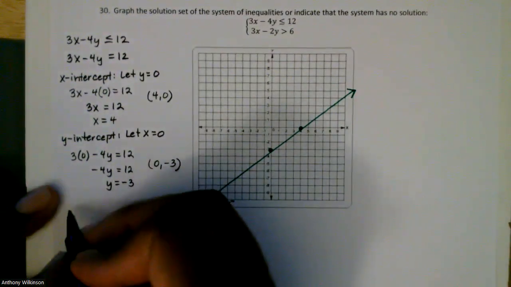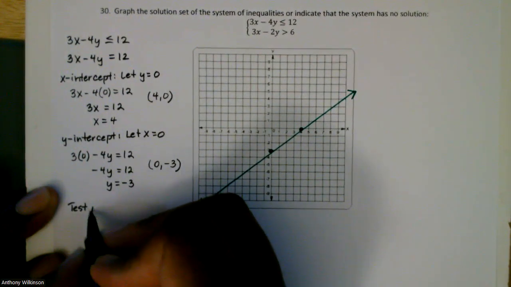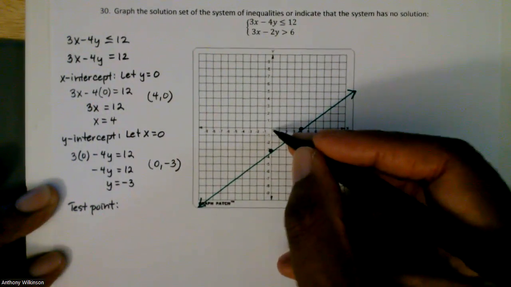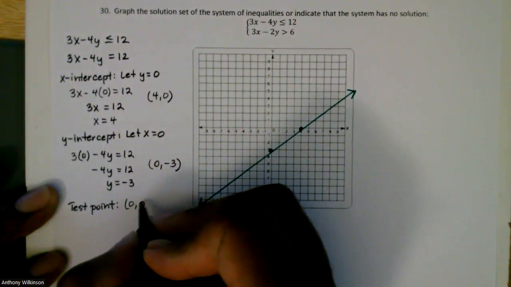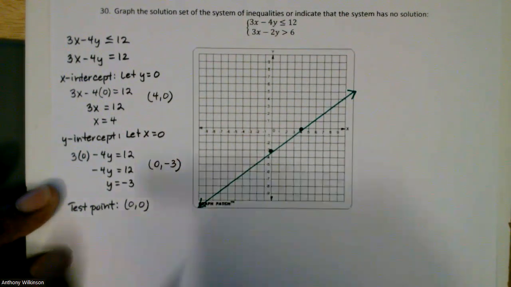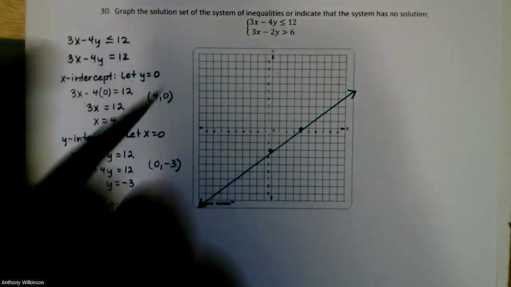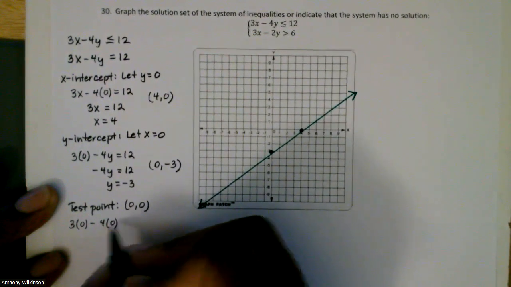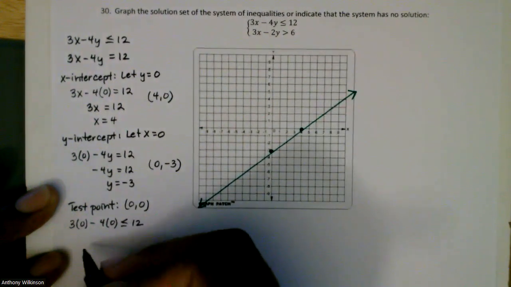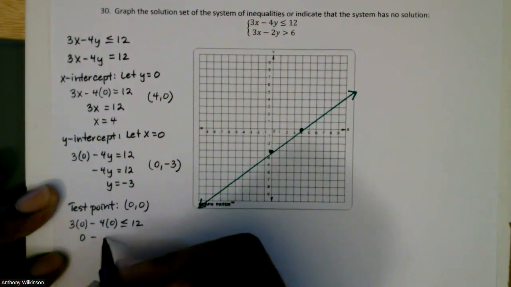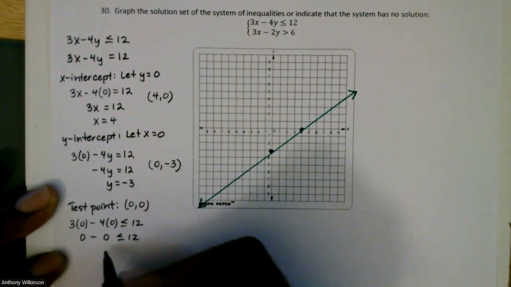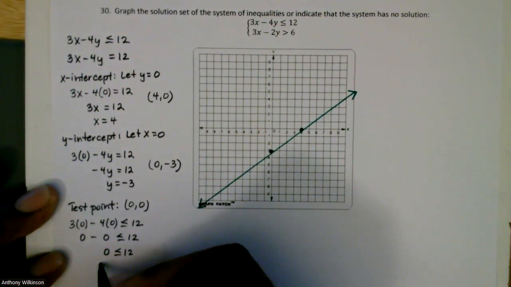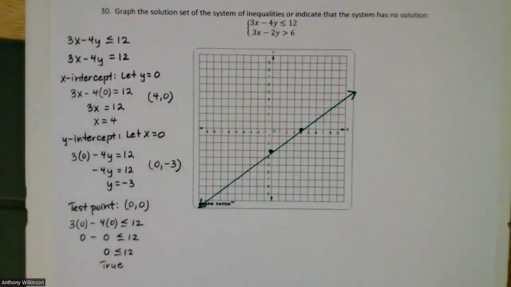A good test point would be a point that is not on the line. And I will use 0, 0 because that's the easiest test point, and it's not on the line. All right, using this inequality, I'm going to replace the x with 0 and the y with 0. So this will be 3 times 0 minus 4 times 0. That should be less than or equal to 12. Well, 3 times 0 is 0, minus 4 times 0, that's 0. 0 minus 0 is 0. 0 is less than or equal to 12. That is a true statement because 0 is less than 12.